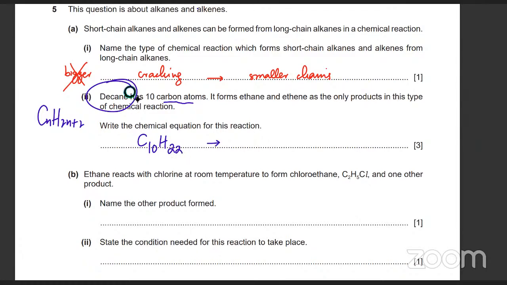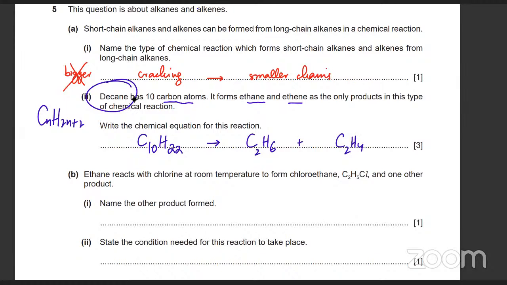They say it cracks. Literally the molecule is breaking down. It forms ethane and ethene. Ethane is an alkane as well, so what's the formula of ethane? C2H6. And the other one, ethene? C2H4. Ethene has a double bond, so it has two H's per carbon, CnH2n. As I was saying, these are the only products in this reaction, right?